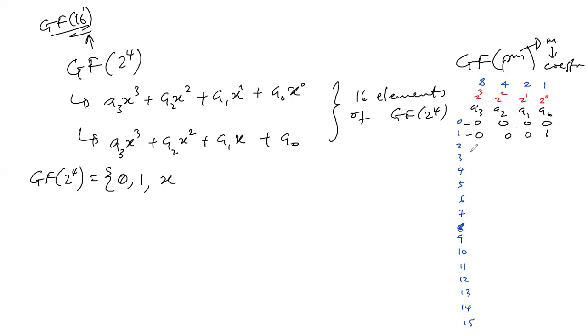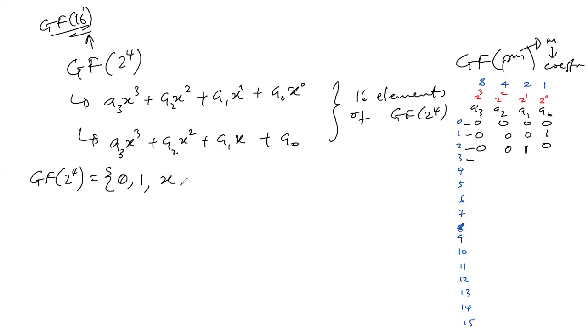Now, for 2, it means that 8, 4, that's A3, A2 are turned off. A0 is turned off. Only A1 is turned on. So this is 0, 0, 0. So that gives us 2. And when only 1 is turned on, and all these are 0, 0 times x cubed is 0, 0 times x squared is 0. Now 1 times x is x, 0 times x naught is 0. So we have just x.